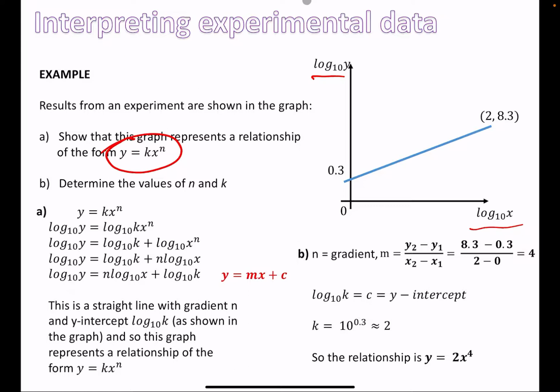Obviously this is not a straight line graph. It won't look like a straight line graph unless we have logs as our axes, and that's kind of the point of this whole thing. As long as the axes are log of base 10y and log of base 10x instead of y and x, then it would be represented as a straight line, okay?